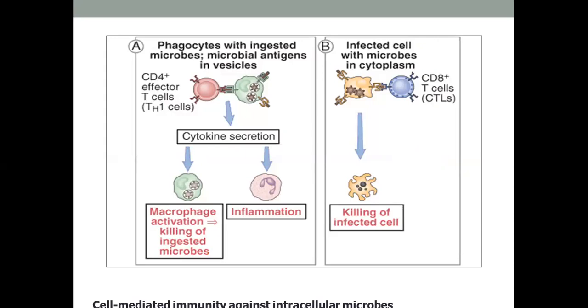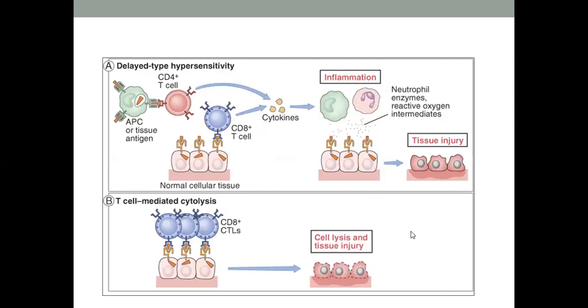The cell-mediated immunity against intracellular microbes: phagocytosis with ingested microbes, microbial antigens in vesicles, and then CD4 helper cells combine, and they cause the killing of these microbes. Similarly happening here, infected cells with microbes in the cytoplasm, causing the killing of the infected cells.